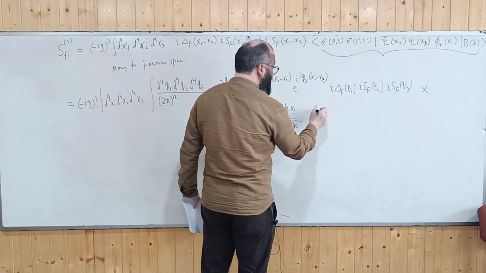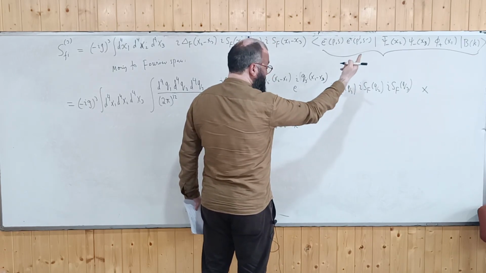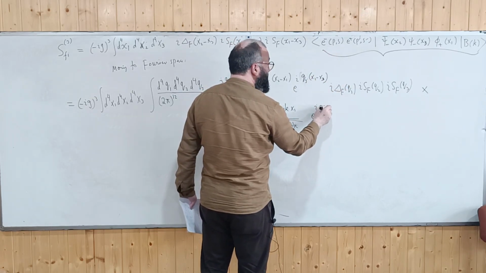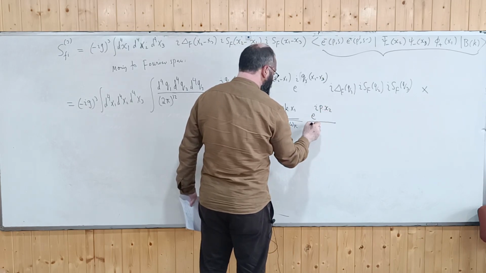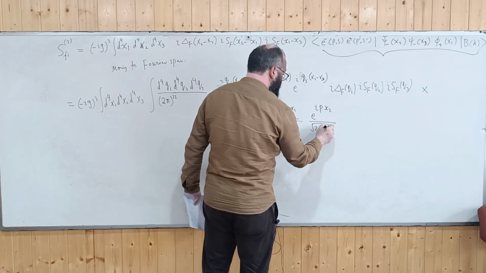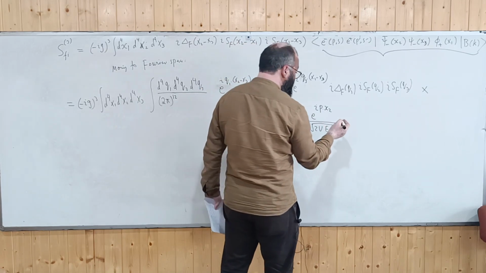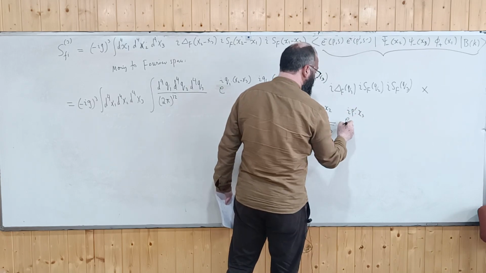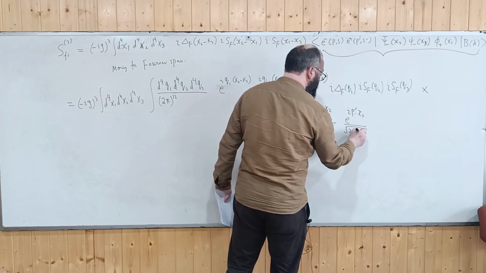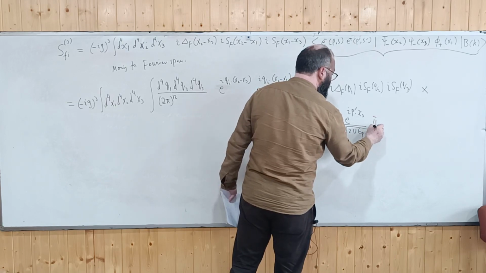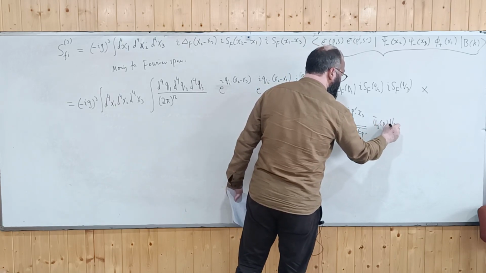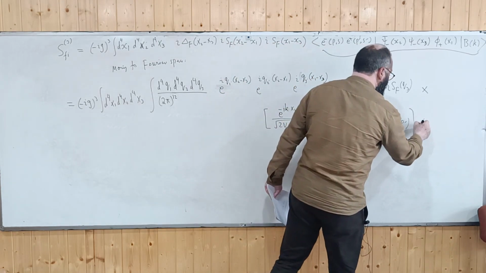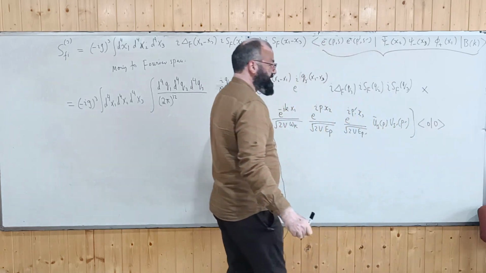So what is the other? Tell me. e raised to i p dot x2, since x2 is there. What is the momentum of the electron? p. So it is e raised to i p dot x2 divided by root of 2 V E_p. Clear? And another factor is e raised to i p prime dot x3 divided by root of 2 V E_p prime. Then you have u bar_s(p) and v_s prime(p prime). Okay, and then you have the vacuum expectation value.